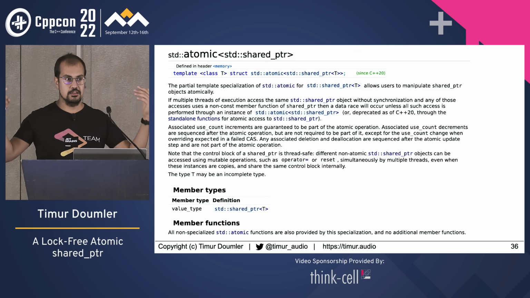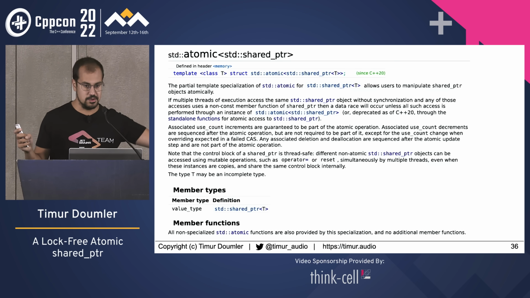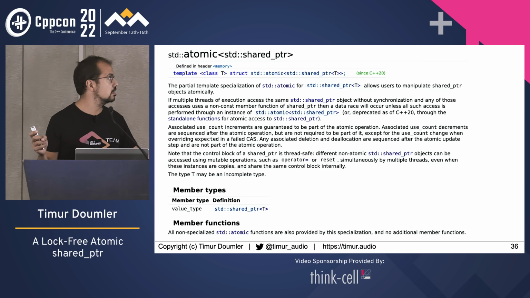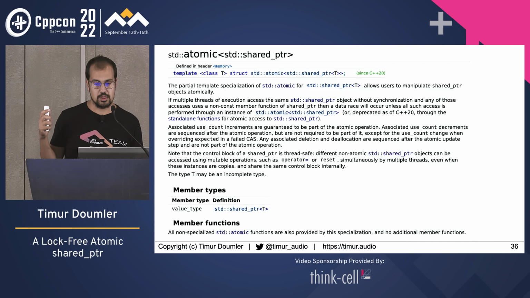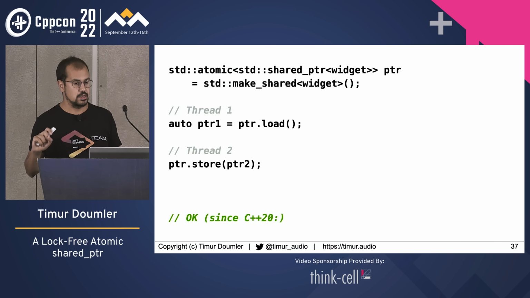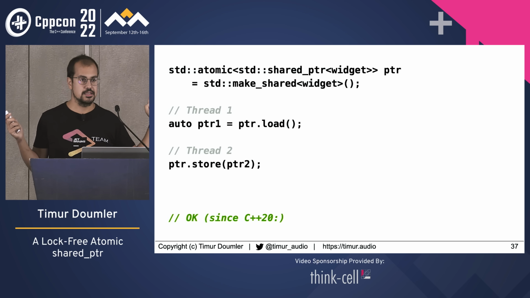And in C++20, we now got it. So we have atomic shared pointer as a specialization of std::atomic in the standard since C++20. And with that, we can solve the problem much more elegantly. We can now create an atomic shared pointer, and now we can just use .load and .store. It has the same API as every other std::atomic.